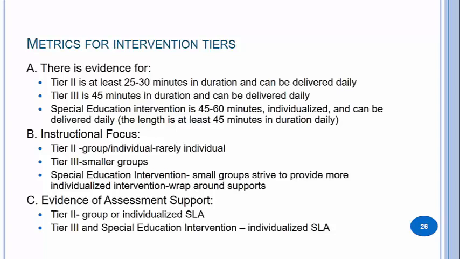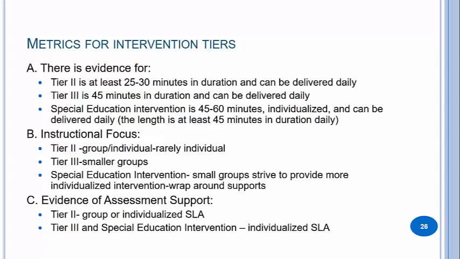And the SLA stands for? That's the survey level assessment. Right, survey level assessment. Gotcha. If it's a tier two group, we want them to be able to dig down. If it's phonics, we want them to be able to drill down to find out exactly what areas the student is struggling with.